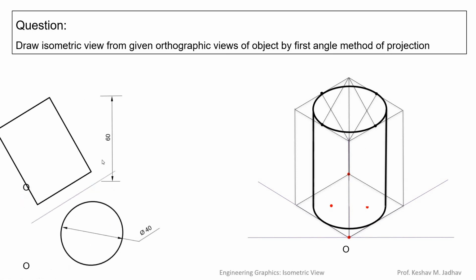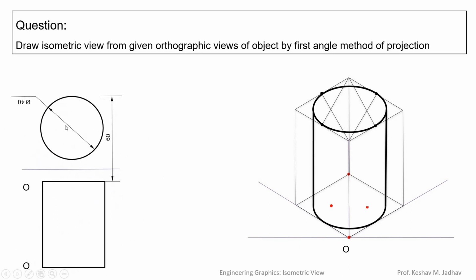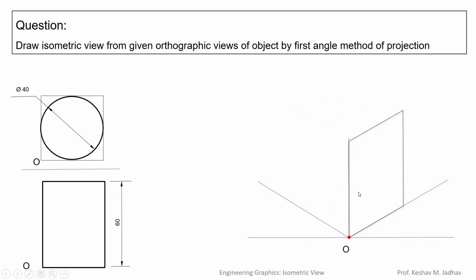Now suppose the orientation is changed. So the front view is the circle and the top view is the rectangle. So this will also be a cylinder, but its orientation is changed now. So let us see how to draw the isometric view for this front view and top view. As I explained earlier, we have to draw a rectangle or square in which that front view will occupy. So here it is a 40 by 40 square for the front view and for the top view it is a 60 by 40 rectangle. So in the earlier case the height of the front view was 60. Now in this case the height is 40, so it will be reduced.